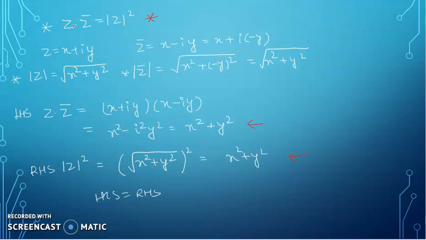This means that the product of a complex number with its conjugate is equal to mod z whole square. This is very important. This we will be using. And mod z is equal to mod of conjugate of z. See, what is the value of mod z? Square root of x square plus y square. And what is the modulus of the conjugate of a complex number?